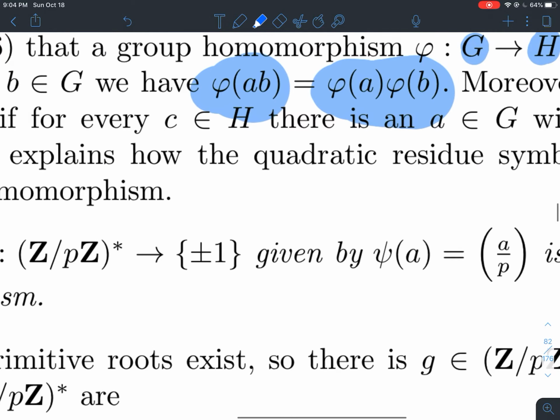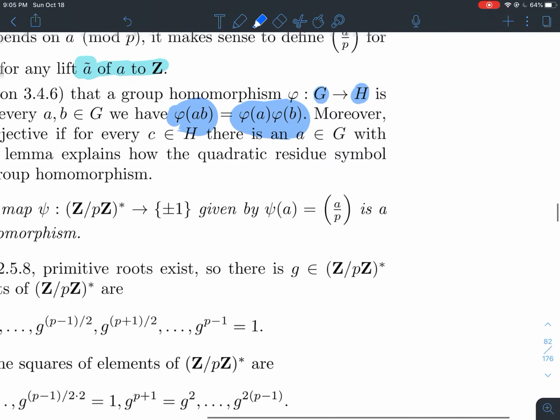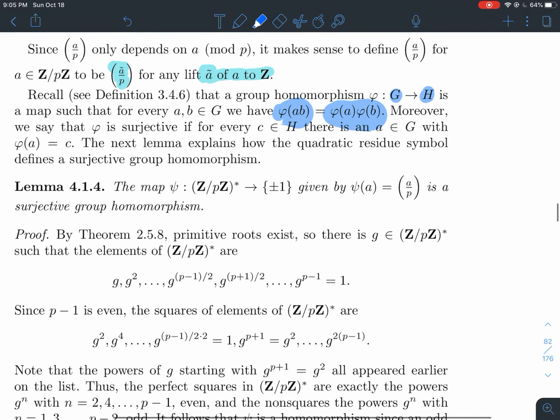And in notation, that's what I've highlighted here. Phi of whatever the operation between two elements in G is should be the operation in H of the outputs on a and b respectively. So phi should split in that way. And recall that we'd say a function's surjective if it's onto. In other words, for every c in the codomain, there is some a in the domain where c is the output of a.